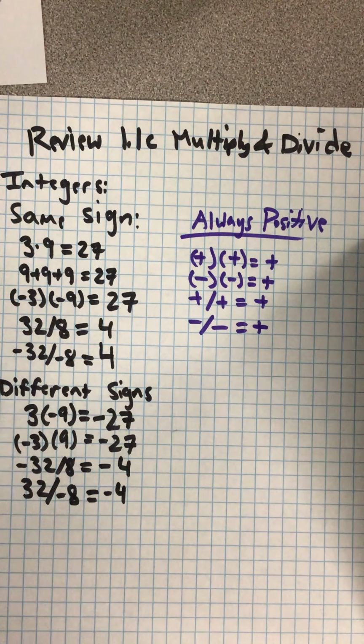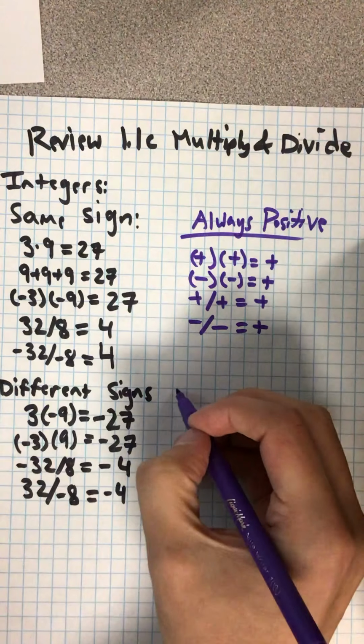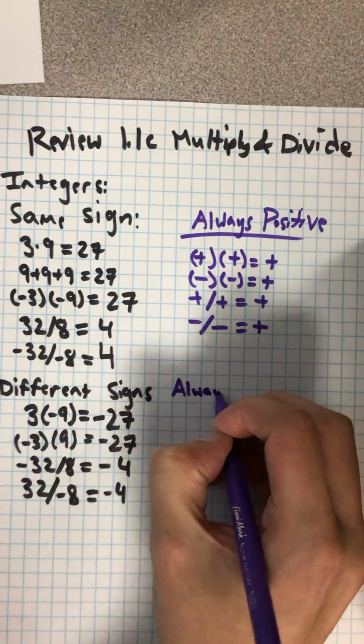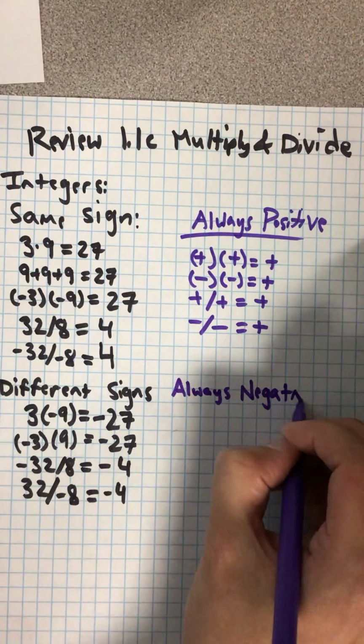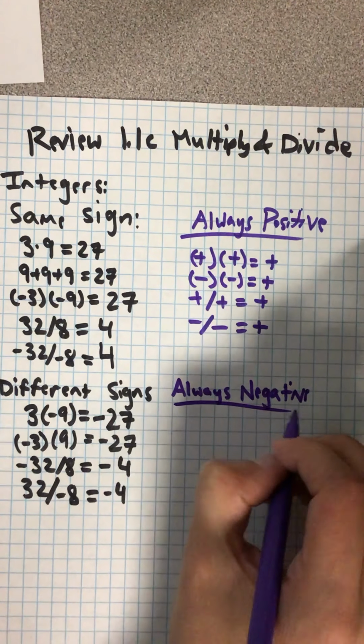Now, let's go ahead and look at our always negative rules. So when the signs are different, it is always negative. Although we'll learn exactly what that means in another and rather more complicated example problem.